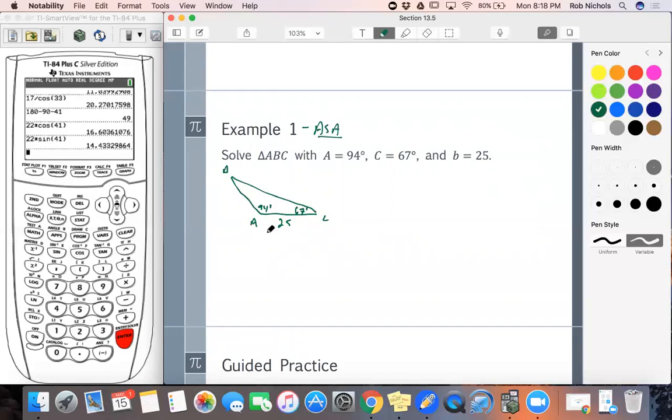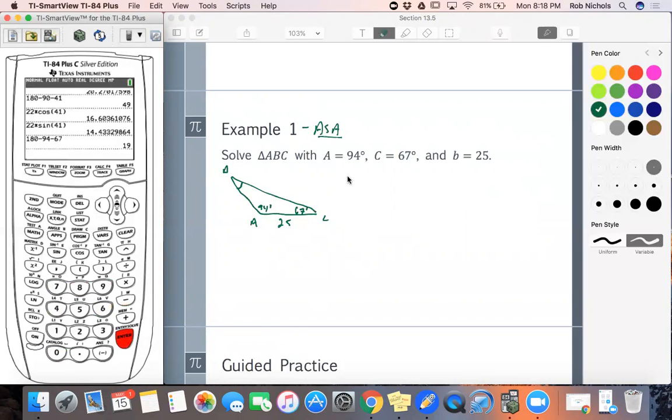Okay. So right off the bat, we can solve the missing angle by using 180 minus 94 minus 67. And we get 19 degrees. So angle B is equal to 19 degrees. Now, we needed to solve that first because in order to use the law of sines, you need an angle and an opposite side. So let's set that up.